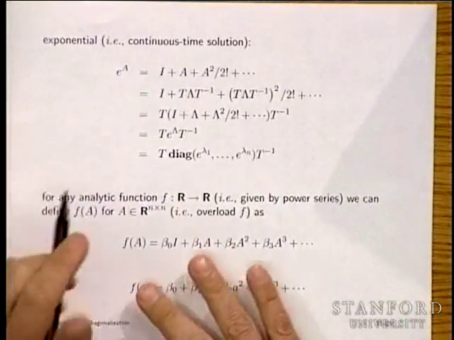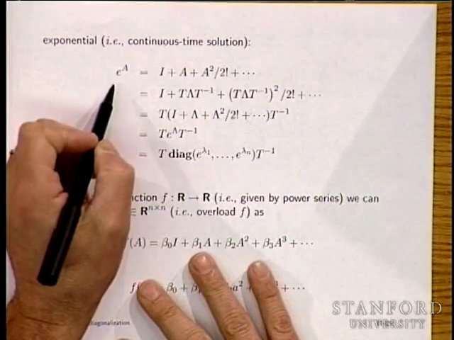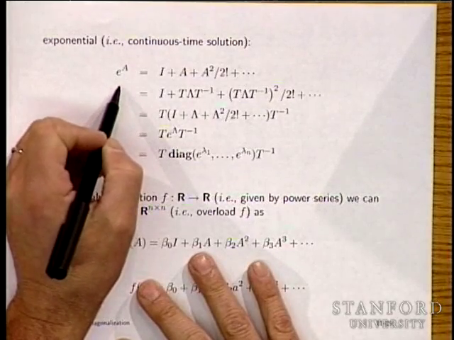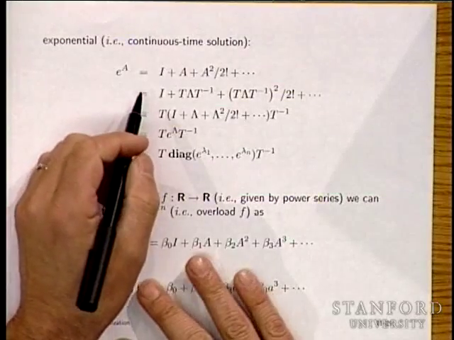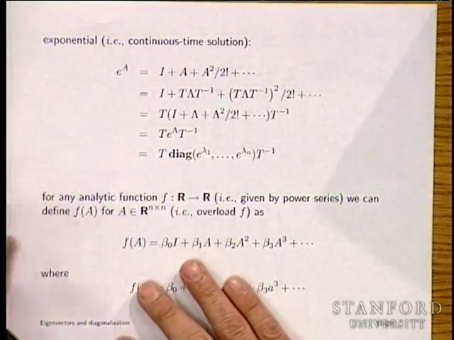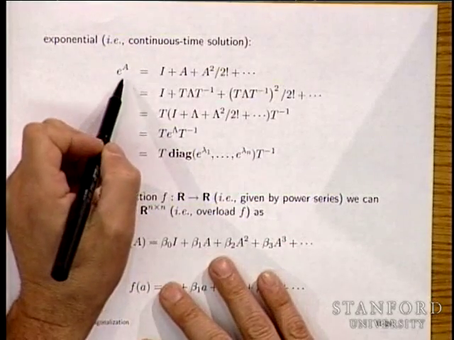Let's look at the exponential. You want to look at e to the A in general. Calculating e to the A is a pain. It's not fun unless A is 2 by 2 or has some other special structure like diagonal or something like that. It's actually quite difficult.